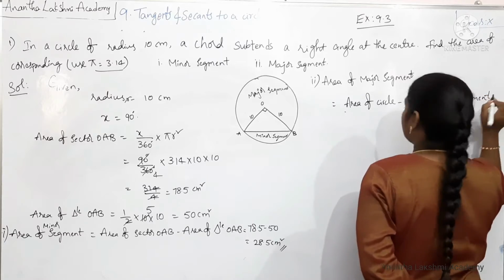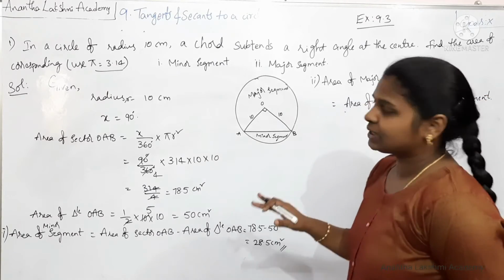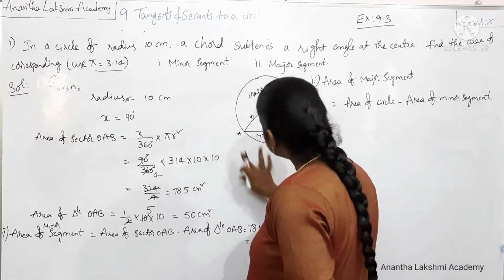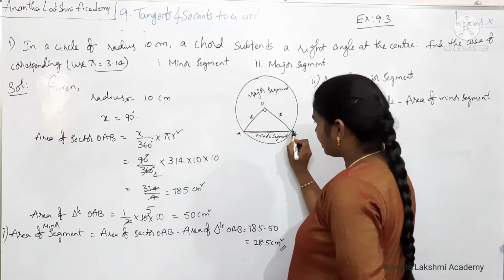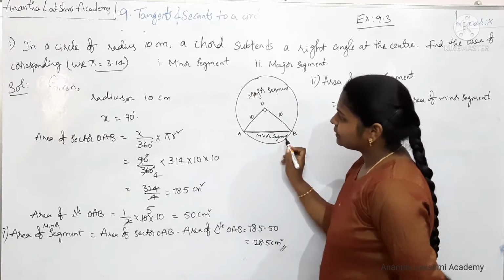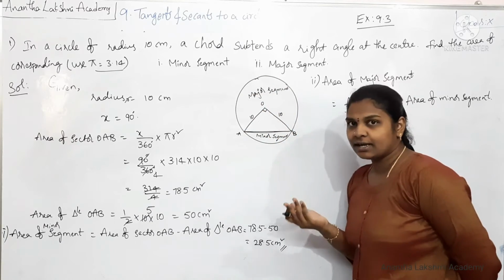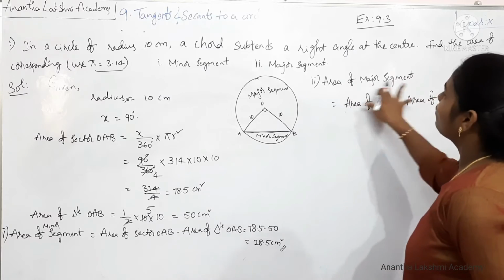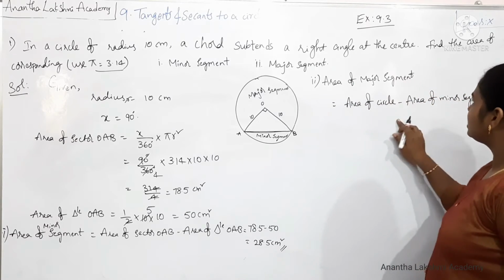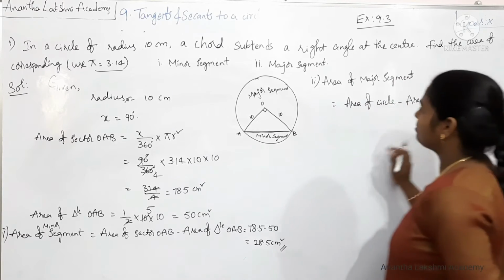Did anybody get that? If not, just look at this. See, this is the whole circle, right? Circle minus, now we know the minor segment area. If I subtract minor segment area from the circle, what do we get? Nothing but the major segment area. That's what I have written. Area of major segment is equal to area of circle minus area of minor segment.